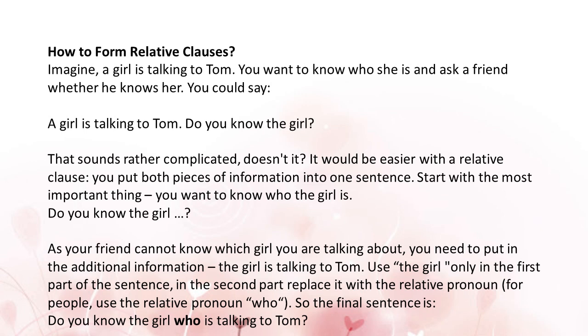Now focus with me. Look at this sentence: a girl is talking to Tom. Do you know the girl? Here, if you notice, we have a repetition: we repeated the thing that we are talking about two times, a girl and the girl. So imagine that you want to know this girl, and you want to tell Tom about this girl. Now you could say, a girl is talking to Tom. Do you know the girl? Now you want to know who this girl is, the girl that is talking to Tom.